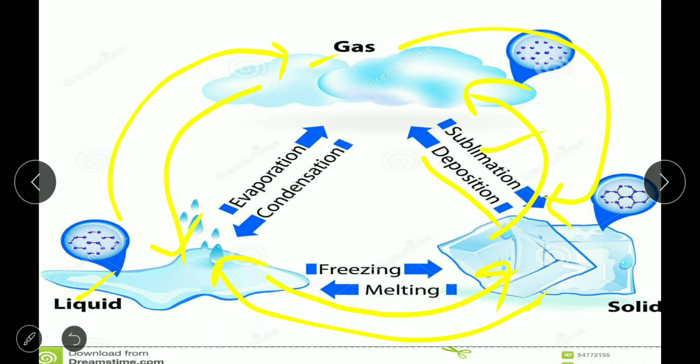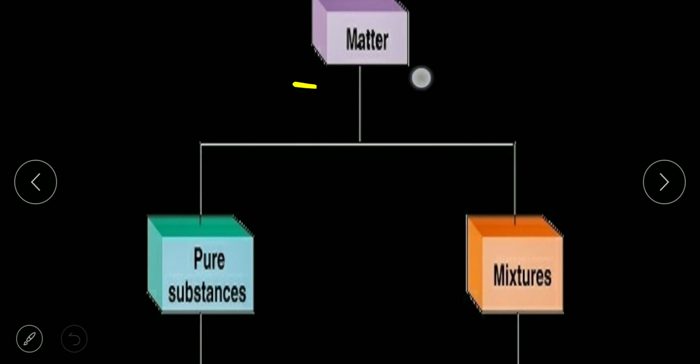And gas is converted into a liquid, meaning vapor, a cloud, converted into rain. This is the condensation process. It means liquid, gas, and solid are interconvertible states of matter.